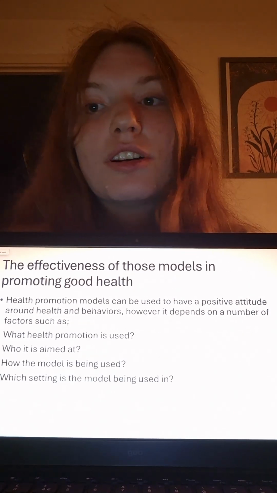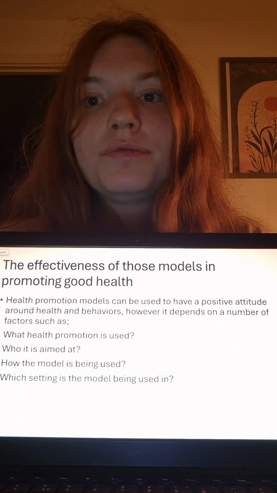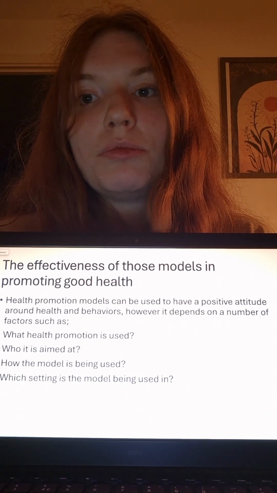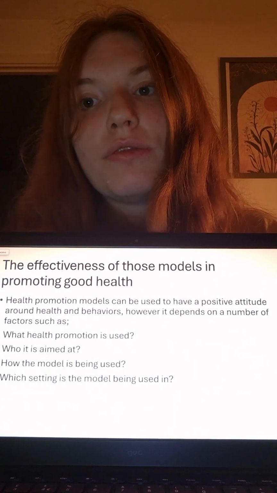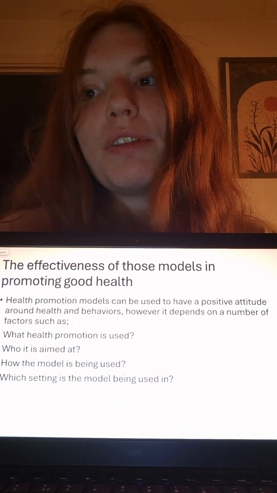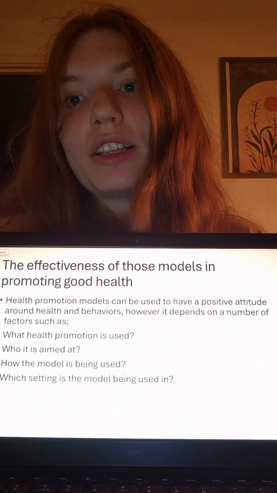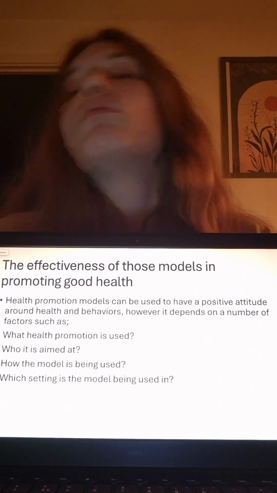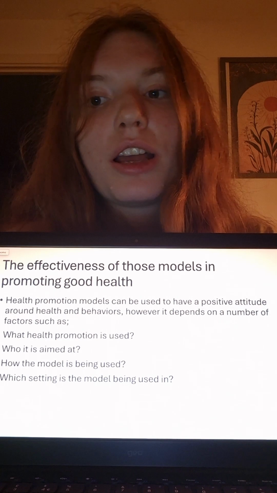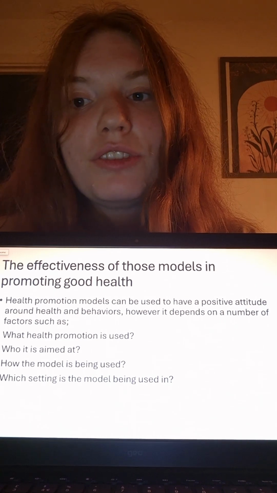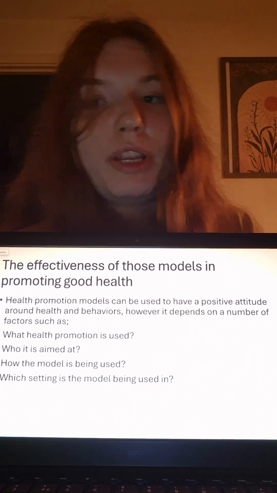The effectiveness of these models. Health promotion models can be used to have a positive attitude around health behaviours. However, it depends on a number of factors such as what health promotion is being used, who it is aimed at, how the model is being used, and what setting the model is being used in.